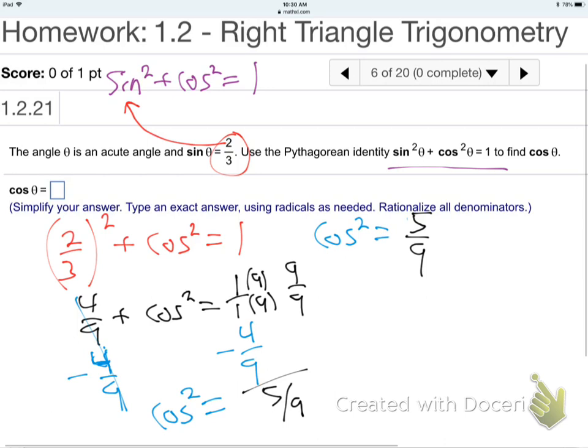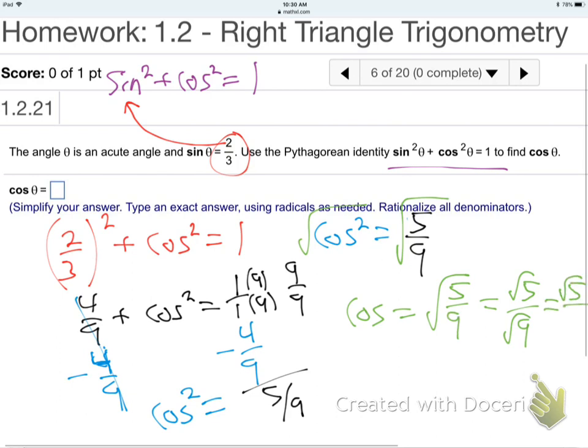How do I make it into regular cosine? I gotta root it. So cosine is the square root of 5/9. How do you deal with a square root that's on an entire fraction? Well, you square root the top separately, and you square root the bottom separately. So it's square root of 5. And what's the square root of 9? 3. So there's our answer. Root 5 over 3.